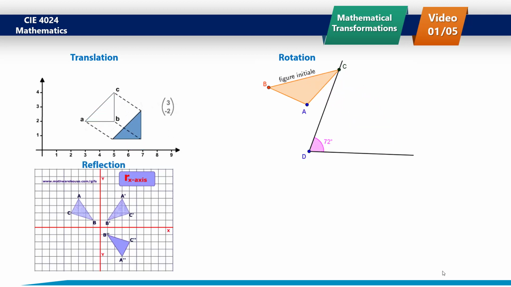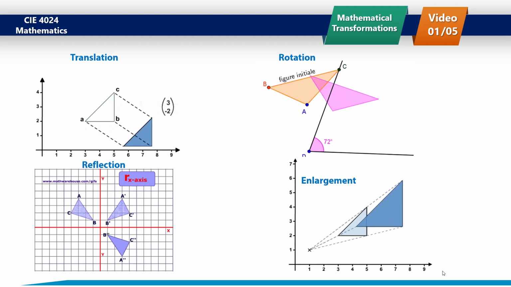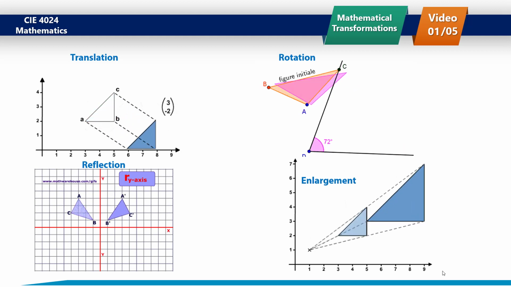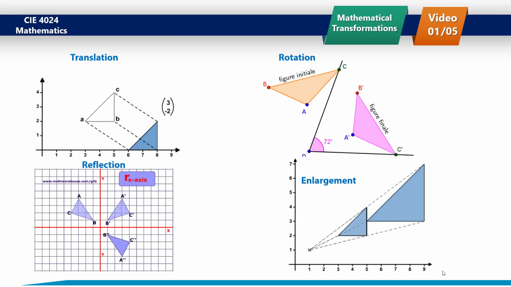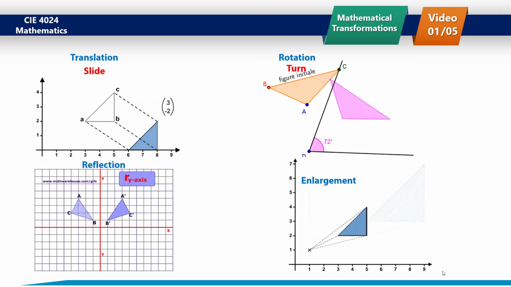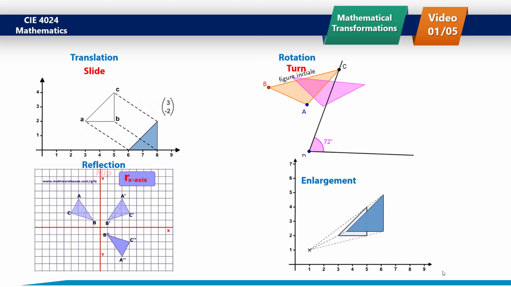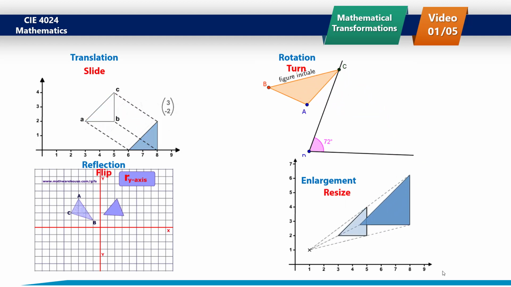The third is reflection. Reflection is when you flip an object over any line, any mirror line. And the fourth is enlargement. Enlargement is when you change the size of a shape, keeping other things the same, meaning the shape will remain the same but the size will change. So we also say that it is a similar shape. So remember, translation is basically nothing but sliding an object, rotation is nothing but turning an object, reflection is flipping an object, and enlargement is resizing an object.